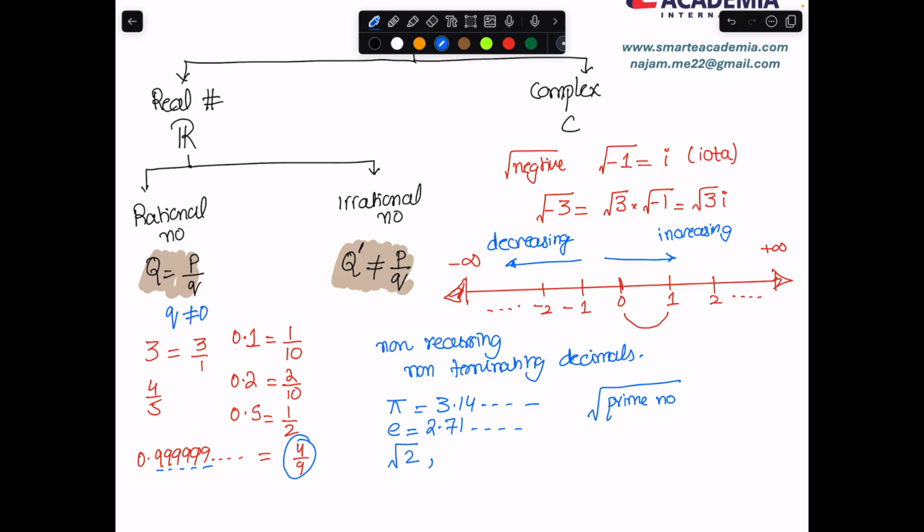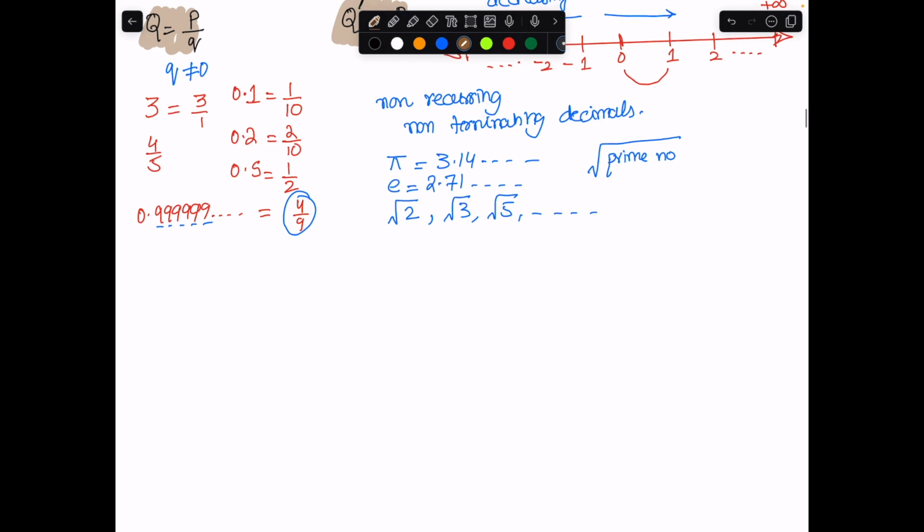For instance, root of 2, root of 3, root of 5, and so on. So these are all irrational numbers. Now, although this is not what we need to know, it is obviously a really important concept: how do I know that I can write my non-terminating recurring decimals in the form of fractions? Let's try to see some examples.